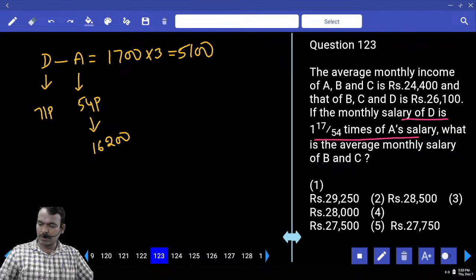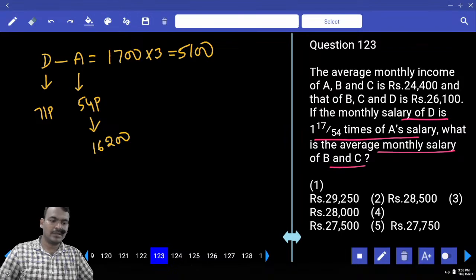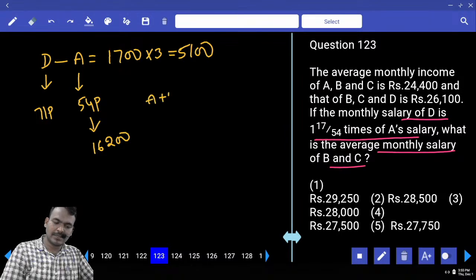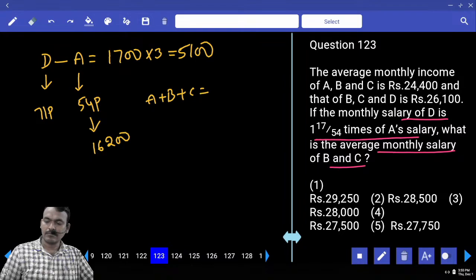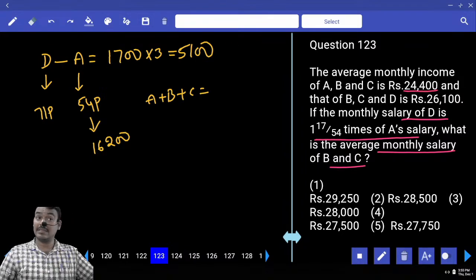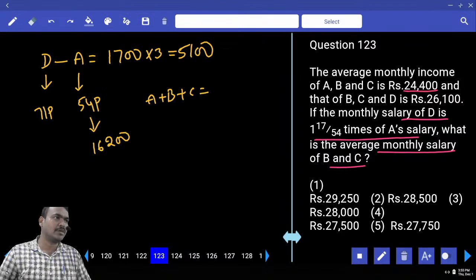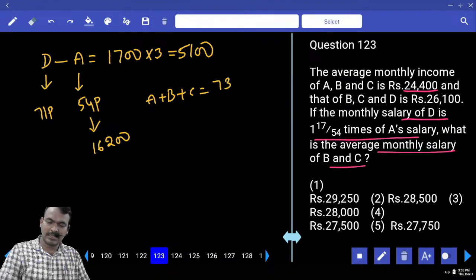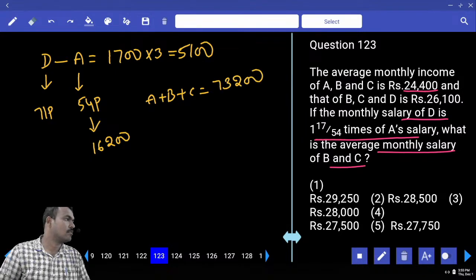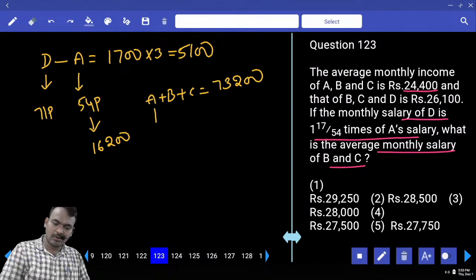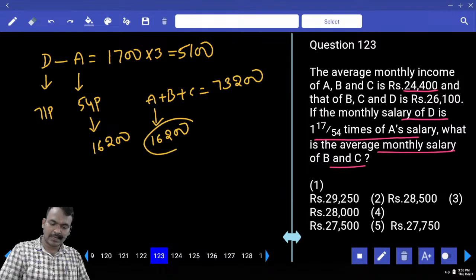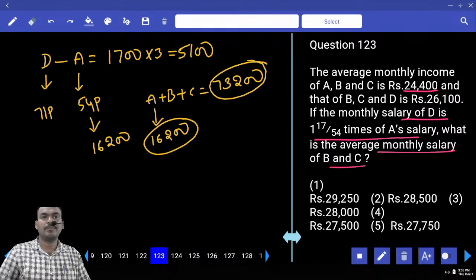16,200. What is the question here? What is the average monthly salary of B and C or only B? B and C. First of all, what is the A plus B plus C sum value? Average 24,400. Sum is how much? 73,200. In that A value is how much? 16,200. These two are subtracting, we get the sum of which one? B plus C or only A? B plus C. What is the difference between 73,200 and 16,200?